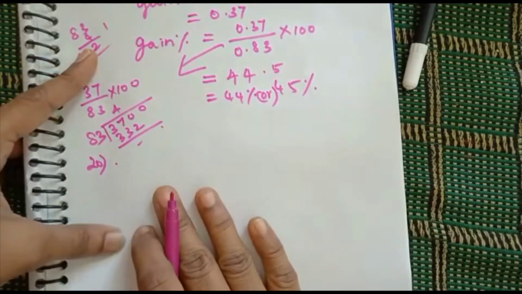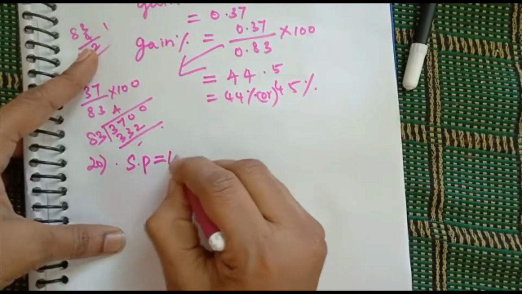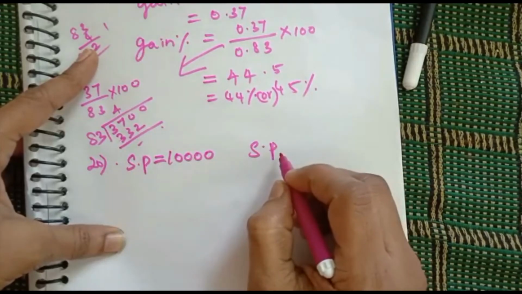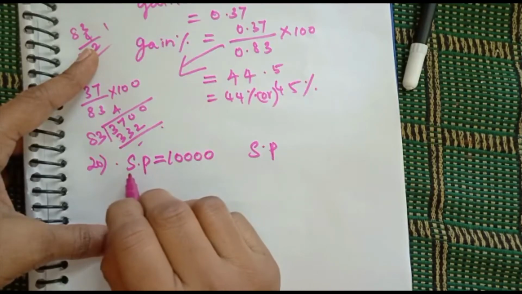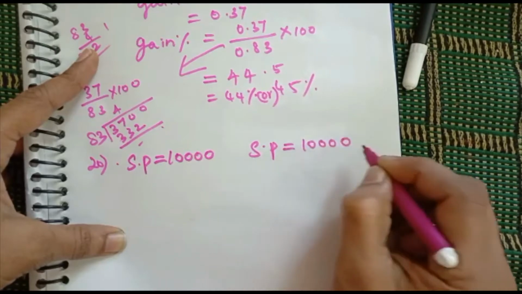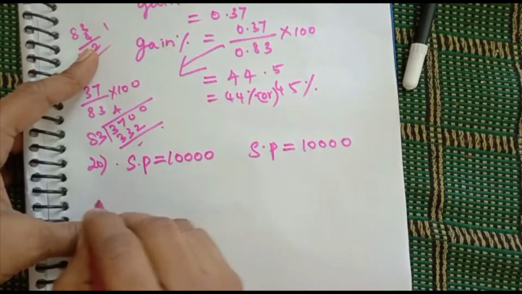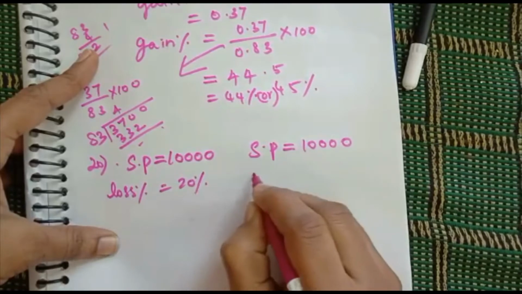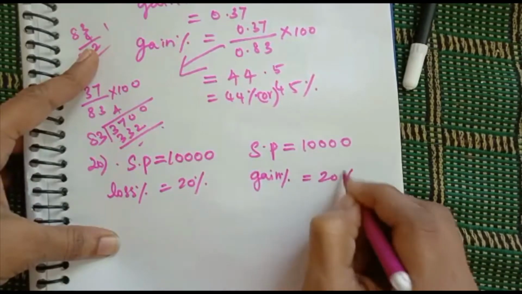Okay students, listen here. You just take the selling price 10,000 and another selling price. There are 2 articles, 2 types of goods. The selling price of one thing is equal to 10,000, and the selling price of the other thing is also equal to 10,000. But one has a 20% loss, so loss percentage is equal to 20%. Here the other has a gain, so gain percentage is equal to 20%.